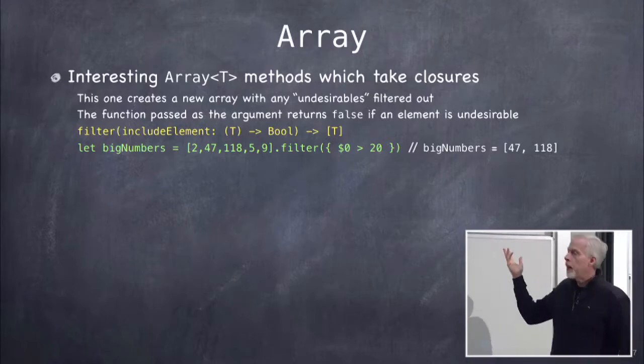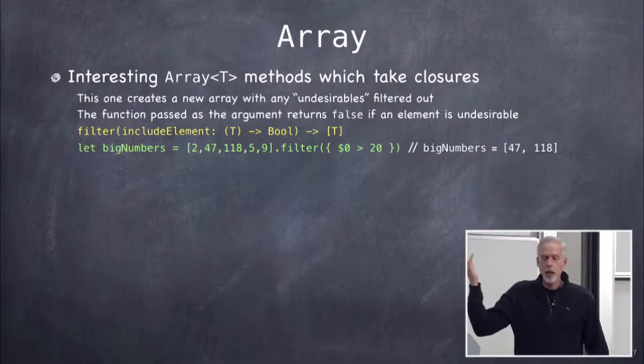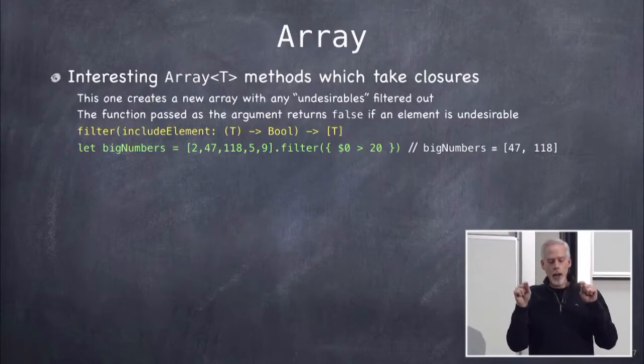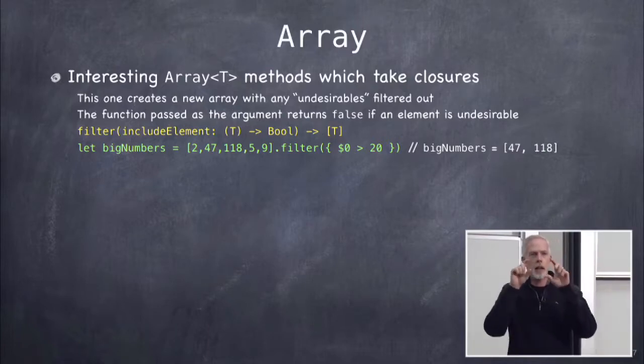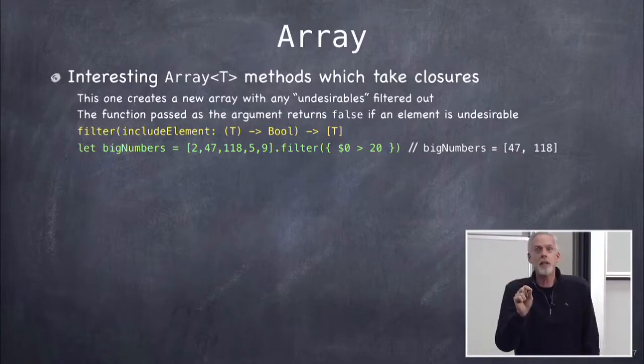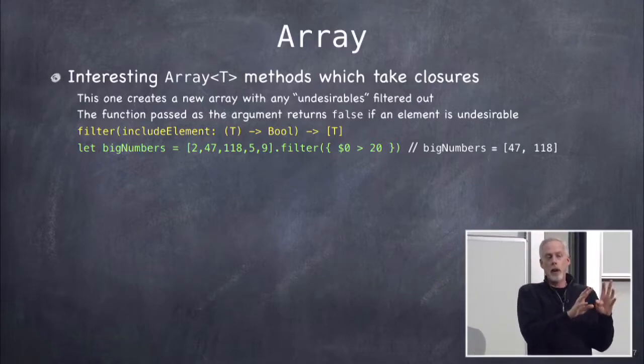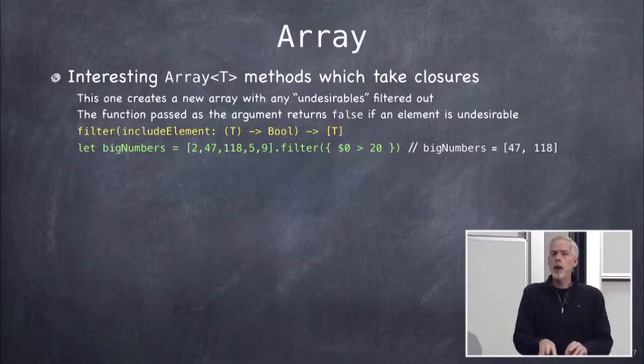So for example, here I have this var that I'm creating, bigNumbers, and I'm creating an array on the fly: 2, 47, 18, 118, 5, 9. See, I create an array, and look, I'm sending it a message right away. I didn't even have to put it into another var, by the way. I could have, but I just want it all to be on one line here.